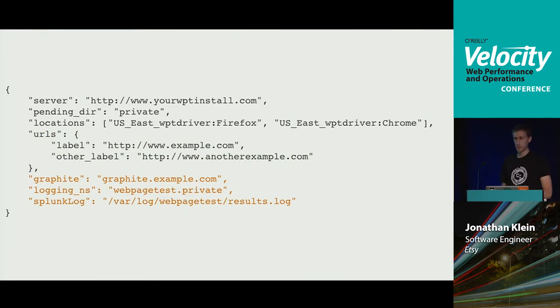In our case, we gather results both on Graphite and in Splunk. So this is just our Graphite server. This is an example that you could set up. We have a logging namespace, so all of the WebPagetest results go into a specific namespace in Graphite. And then we also have a Splunk log file that gets shipped off to Splunk, and the data gets aggregated there. Once you have this configuration file, running it is very, very simple.